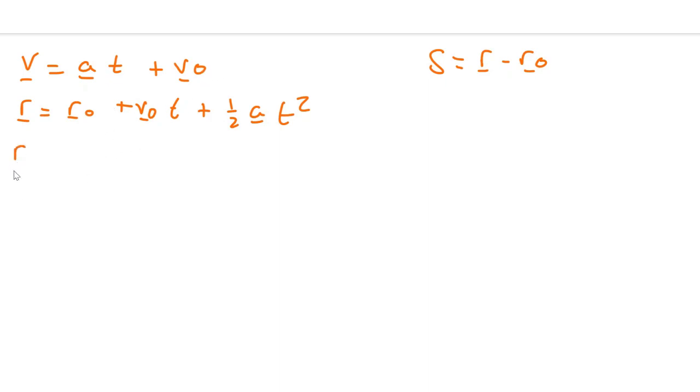Another equation that's almost a direct analog is this one here, R is equal to R0 plus 1/2 V plus V0 times T. Again we have this equation almost exactly: S is equal to a half V plus U times T. So that's nice and simple.